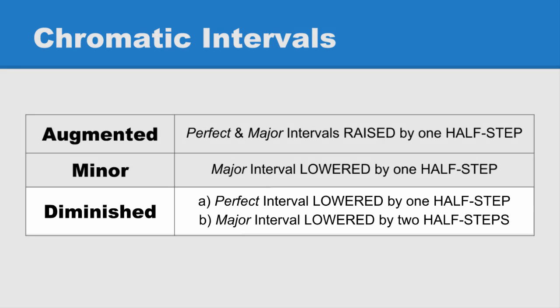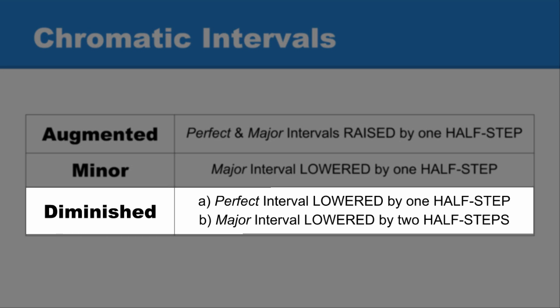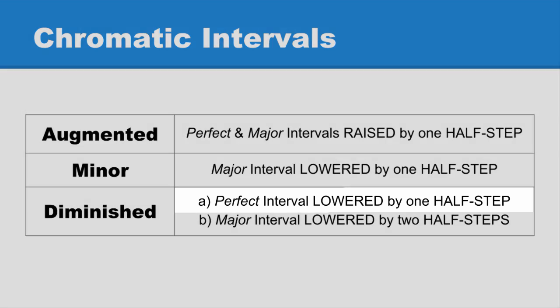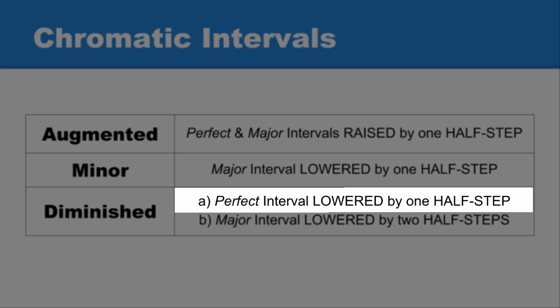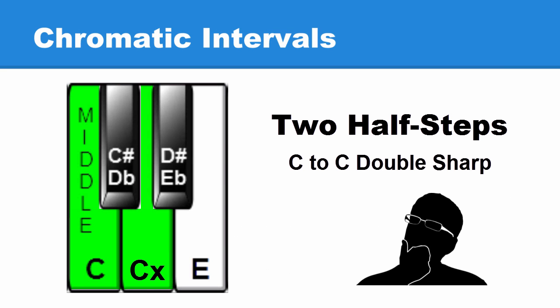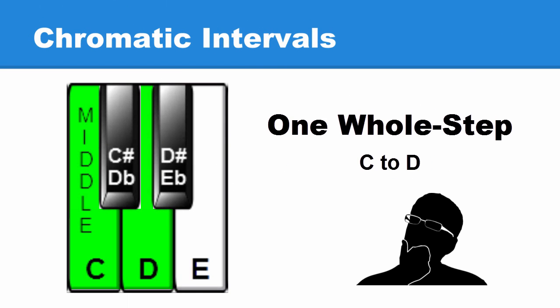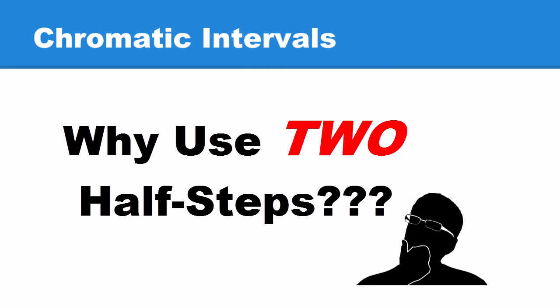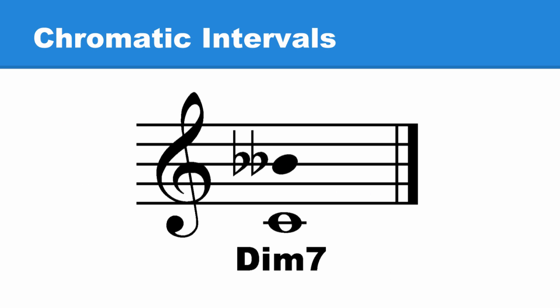Let's take a closer look at diminished intervals. Diminished intervals are either a perfect interval lowered by one half step or a major interval lowered by two half steps. Since the sound of two half steps is equal to the sound of one whole step, why don't we just use one whole step instead of two half steps? Let's examine this interval for the answer.